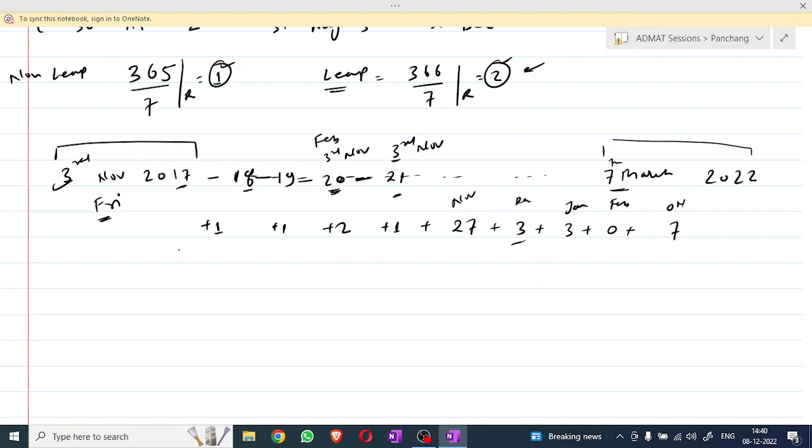So what I will do is I will divide all of this by 7 to find out the remainder. So what is here? 1 plus 1, 2 plus 2, 4 plus 1, 5. 5 plus 27, 32. 32 upon 7. Remainder is minus 3.